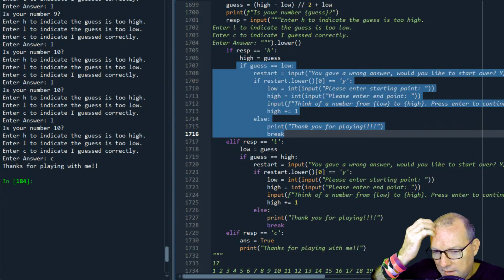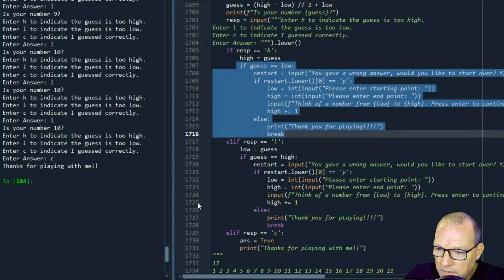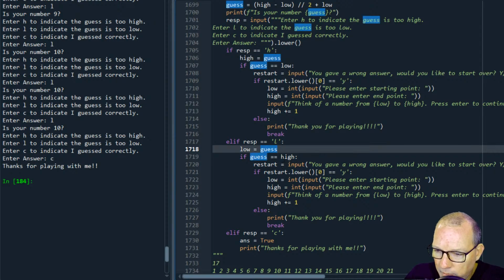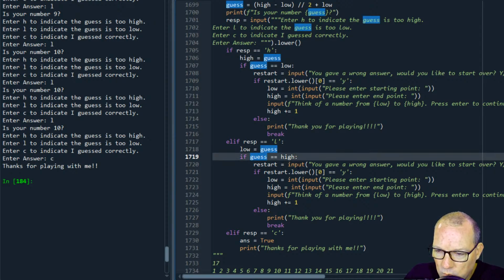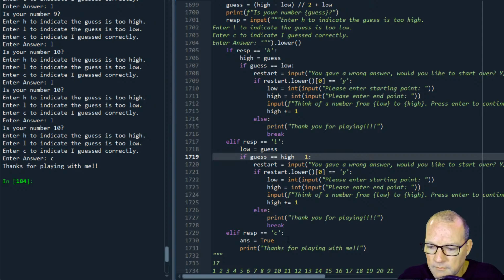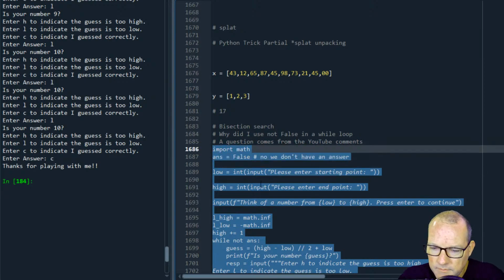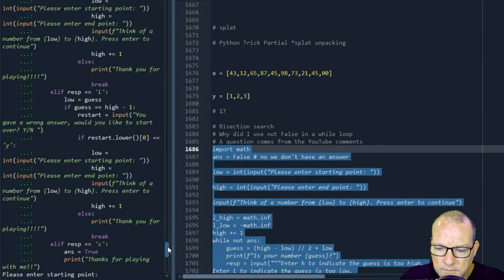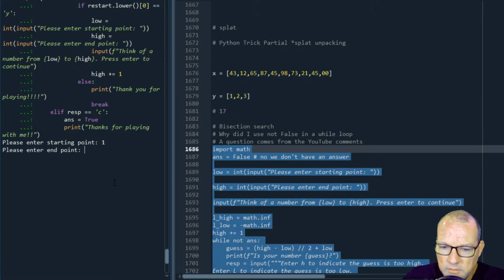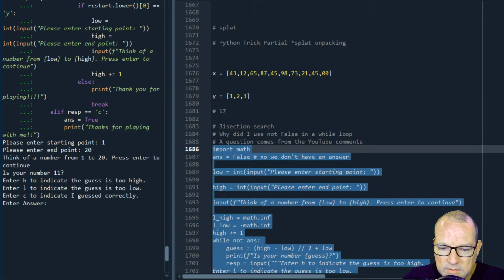Okay. All right. So we need to handle this right here. So hi -1. Let's run this. F9. Starting point 1, 20. Let's get going. So what had we been doing? Everybody remember what we've been doing?